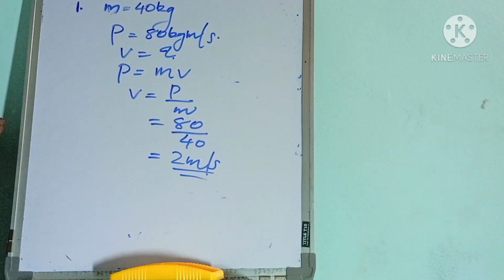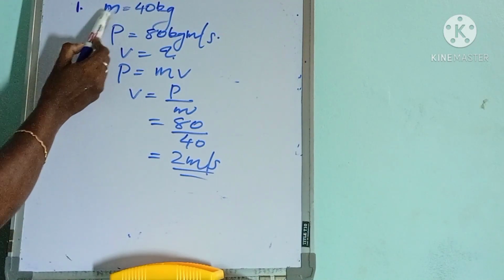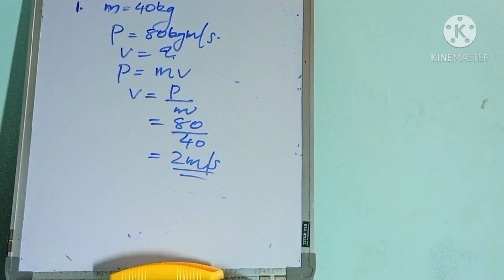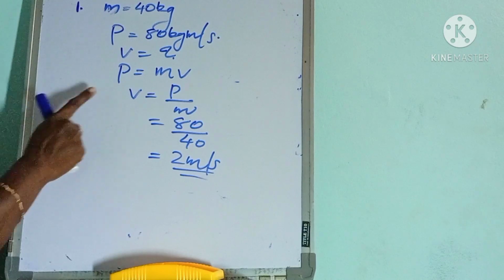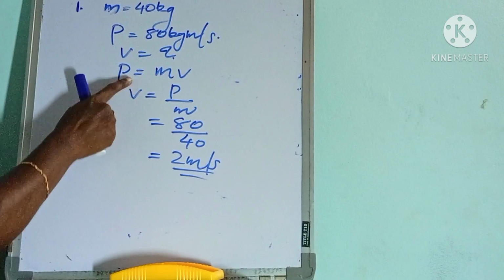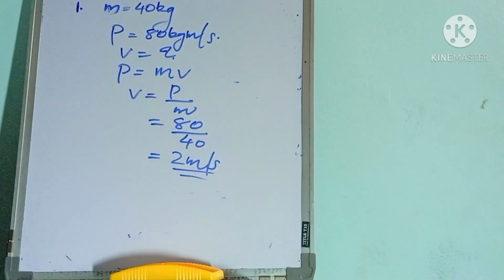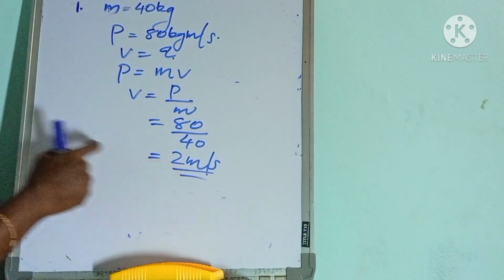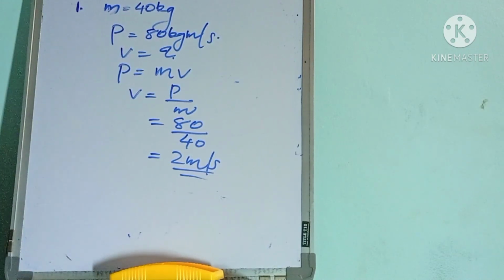Here a body of mass 40 kg is moving with a momentum of 80 kilogram meter per second. So the mass is given as m is equal to 40 kg and the momentum p is given as 80 kilogram meter per second. Then we have to find the velocity v. All of you know the equation for momentum, p is equal to m into v. From this we can write the velocity v as p divided by m. Then substitute for p and m, that is 80 divided by 40, which is equal to 2 meter per second.